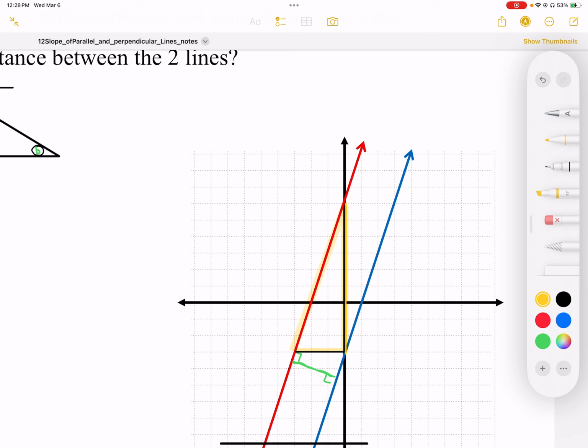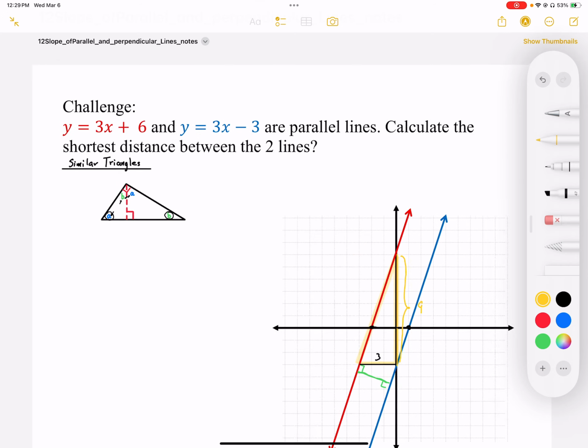That triangle, we know that the base of that triangle is going to be 3. We can say that's the distance between the two roots. We can just count. There's lots of ways we can do this. We can use a couple of coordinates to do that. But the horizontal distance between those two lines is going to be 3. The vertical distance, we can just count along the y-axis, and we can say that the vertical distance along here is going to be 9.